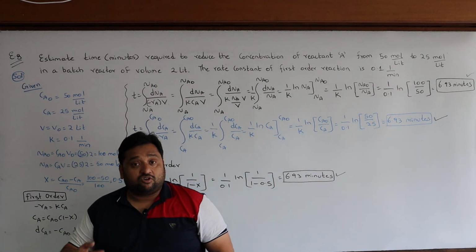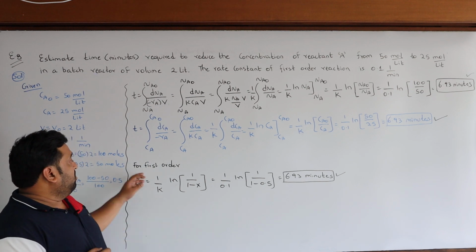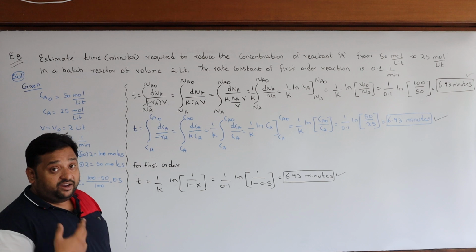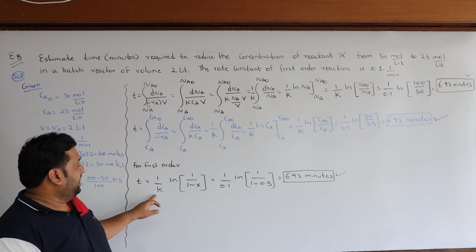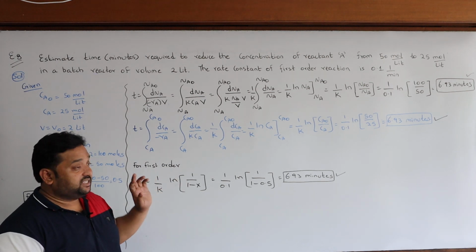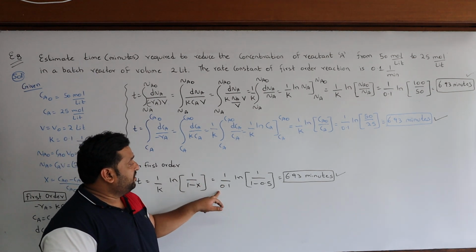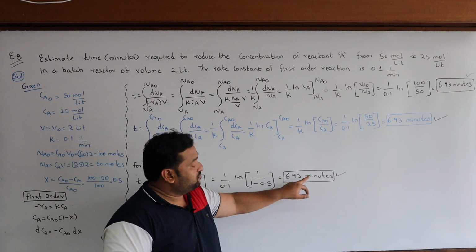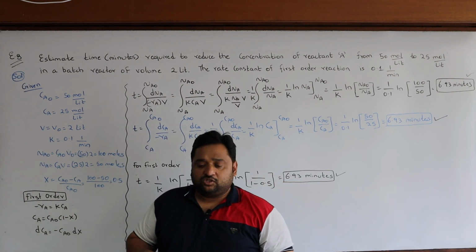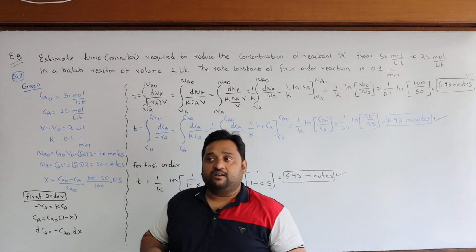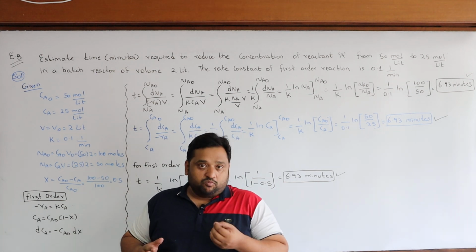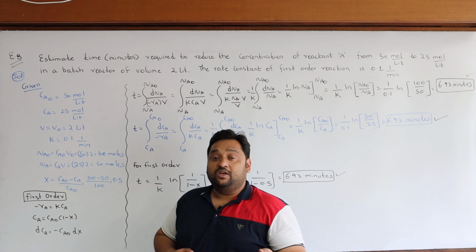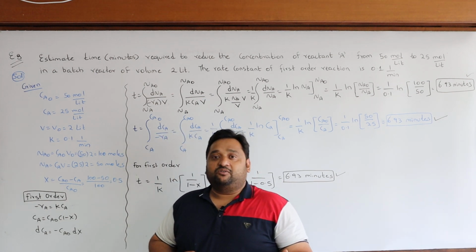Let us solve the same problem using conversion. For first order, we have derived the time required for a given conversion: 1 by K into ln of 1 by 1 minus x. That is nothing but 1 by 0.1 into ln of 1 by 1 minus 0.5, which is again equal to 6.93 minutes. So whichever route you take, through moles you can find the time, through concentration you can find the time, through conversion also you can find the time.